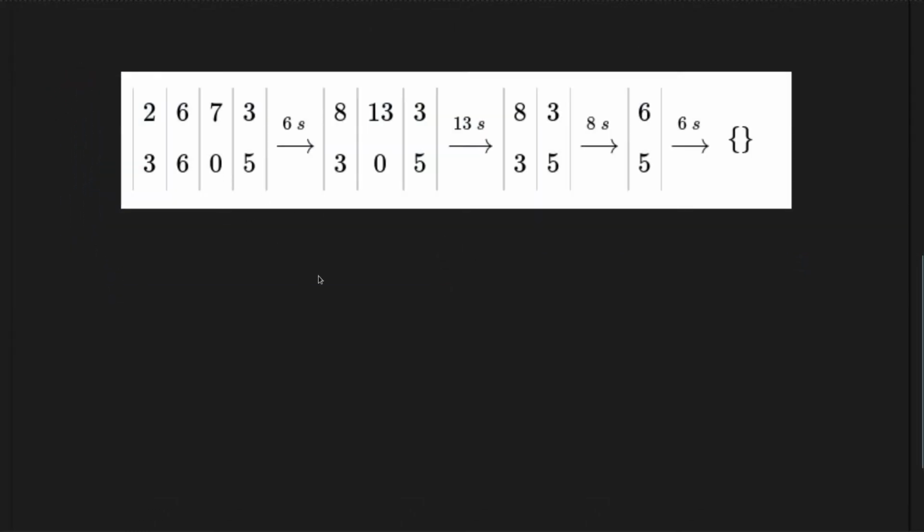Right. So this is some array A and this is some array B. Now A of i, this whole array, denotes the health of the monsters. So the health of the monsters is 2, 6, 7 and 3, and they have some special power which is denoted as B of i: 3, 6, 0 and 5.